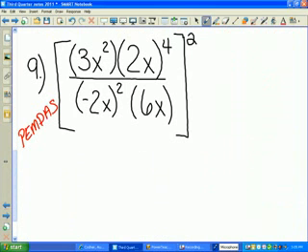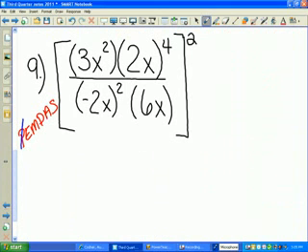So parentheses, first things first. Is there anything inside these parentheses that needs to be simplified before I can do any work? Hopefully you answered no, because 3x squared, that's already simplified. 2x, that's a monomial, that's already simplified. Negative 2x, that's already simplified. And the 6x is already simplified. So we're done with the parentheses.